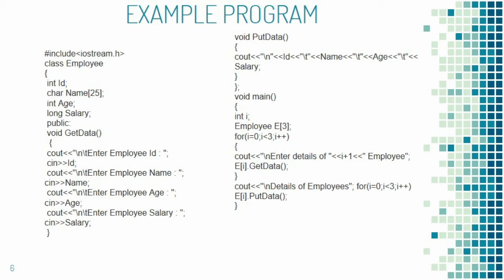In this program, the first statement is including the header files, and the class is created with the name employee, and ID, name, age, salary are data members of the class. Get data and put data are the member functions of the class employee. Now the execution starts from the main function. Always the first statement of the main function must be the object creation. Here the employee class created the object of type array, employee E[3].